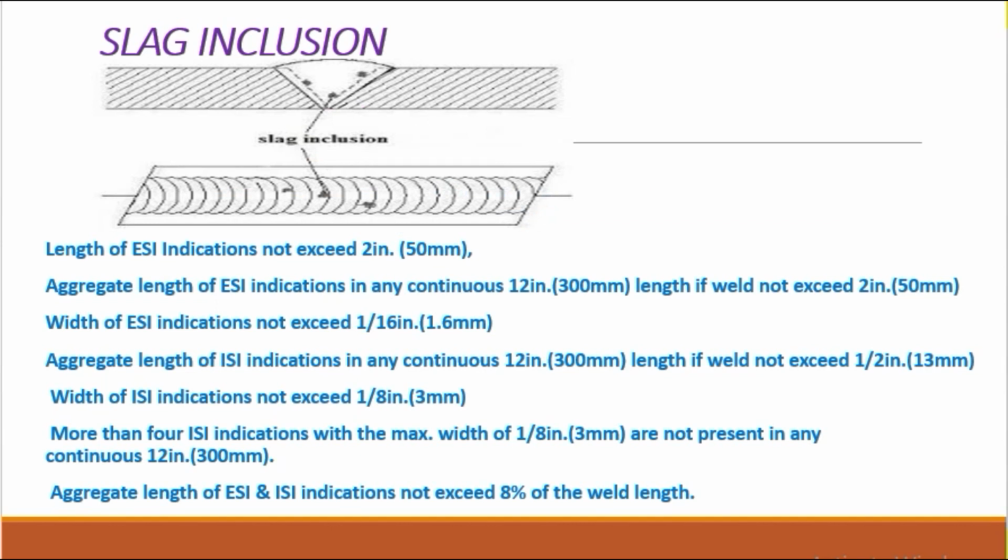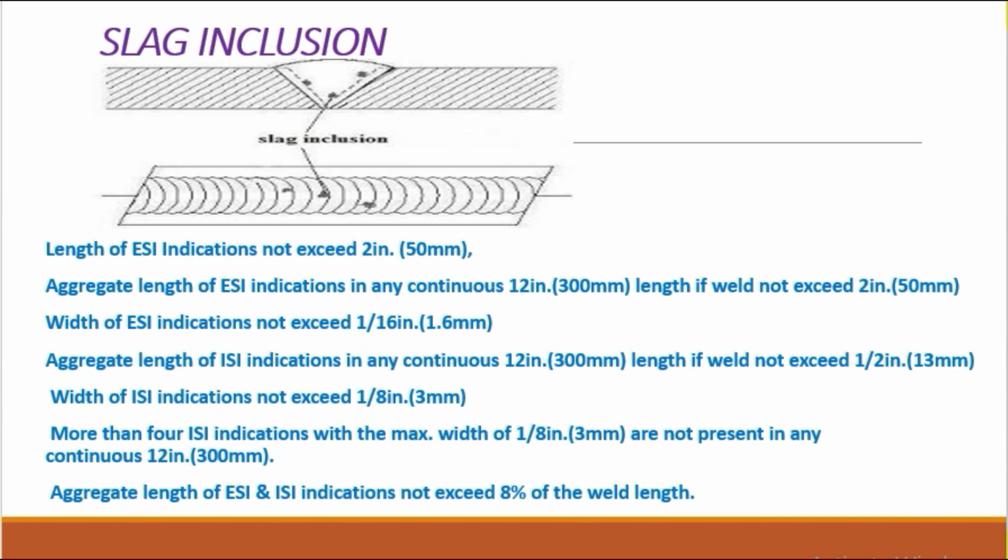Slag inclusion. You see, the length of an elongated slag inclusion indication should not exceed 50 mm. So 50 mm should not be exceeded. The aggregate length of ESI indications in any continuous 300 mm length should not exceed 50 mm. If there are so many slag inclusions, then in 300 mm length the aggregate length of ESI should not exceed 50 mm.